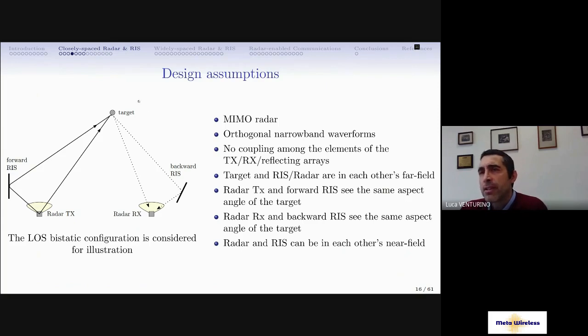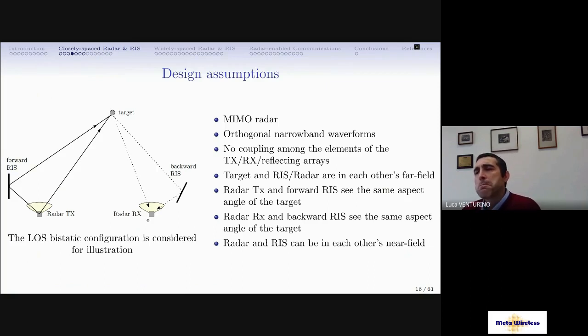Now, we assume that the target here is in the far field of both the radar transmitter and the forward RIS, and also in the far field of both the radar receiver and the backward RIS. So the target is in the far field. We also assume that at the transmit side, the pair of RIS and radar transmitter sees the same aspect angle of the target, which means that from the point of view of the target, both the radar transmitter and the forward RIS are closely spaced. That's the focus of this part of the presentation: assuming that the RIS and the radar are closely spaced, which means that they observe the same aspect angle of the target. The same assumption is made at the receiver side.